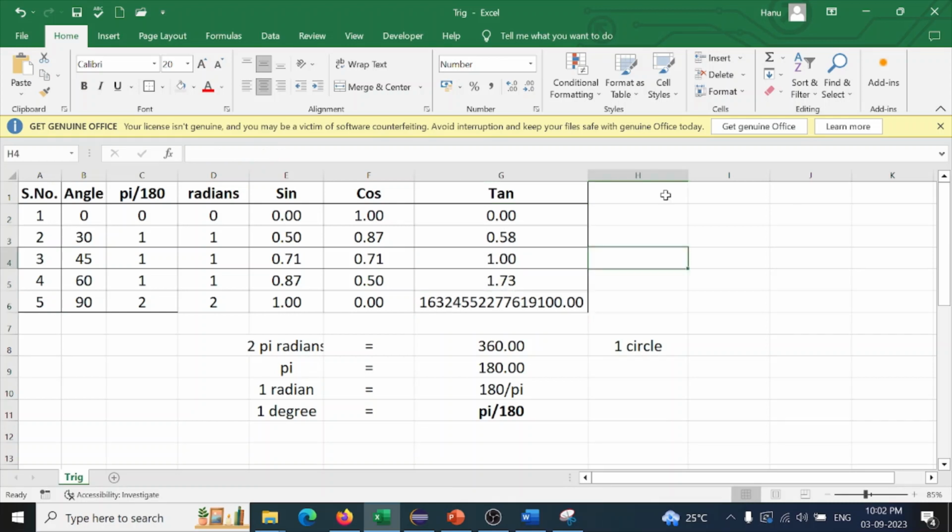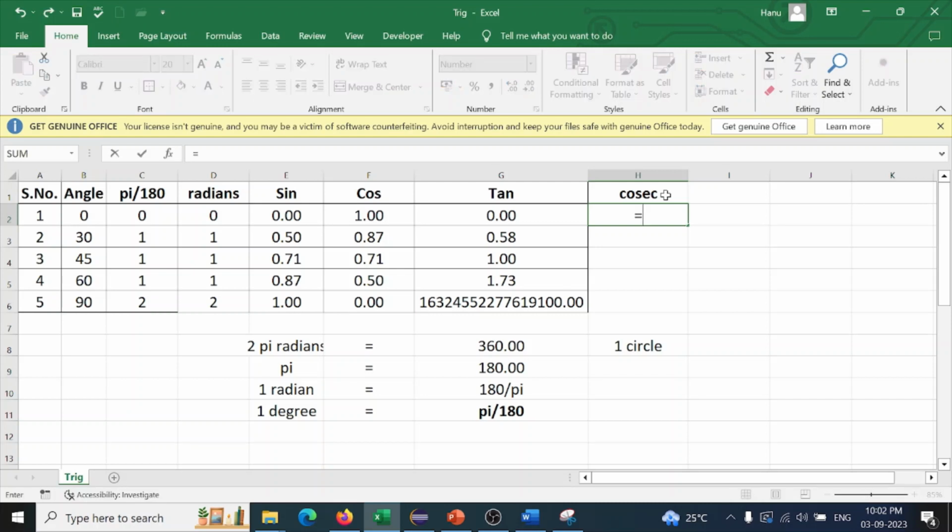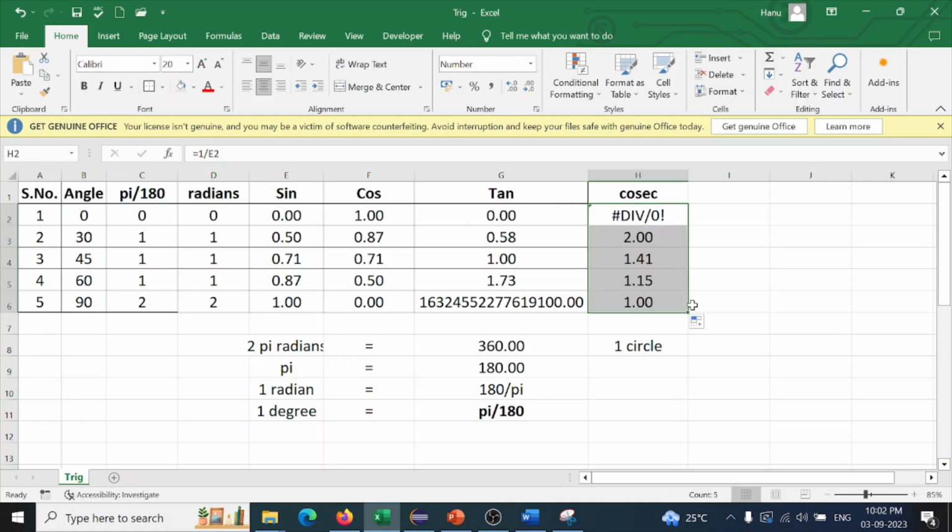Let us continue this trigonometry formula to find cosec also. We already know what cosec is. It is the reciprocal of sine, so equal to 1 divided by sine theta. Okay, it is not defined for the first value. Let me drag it for the other values. These are the other values of cosec.